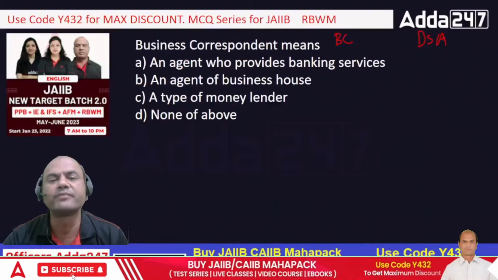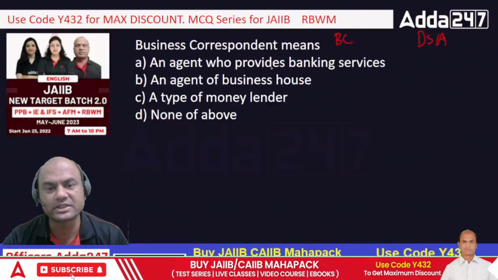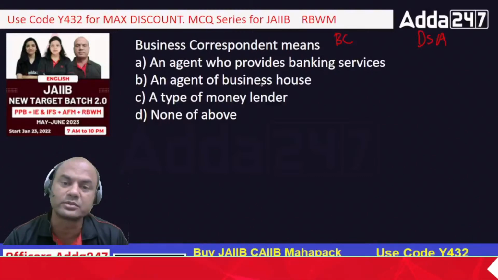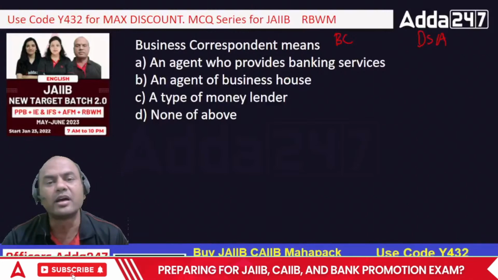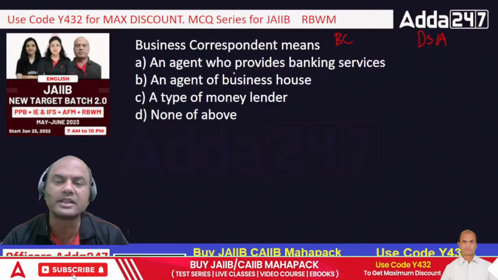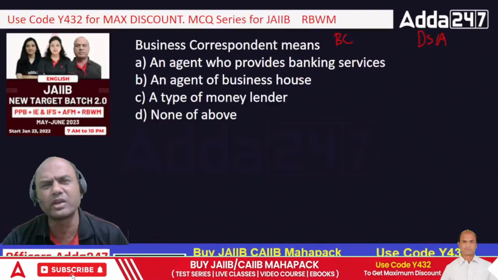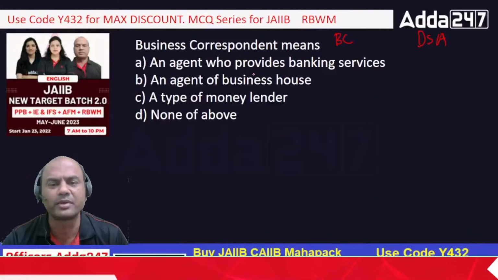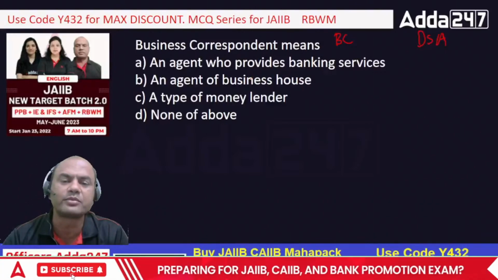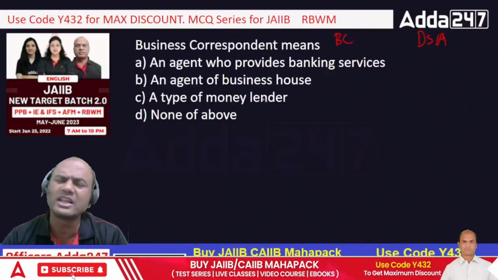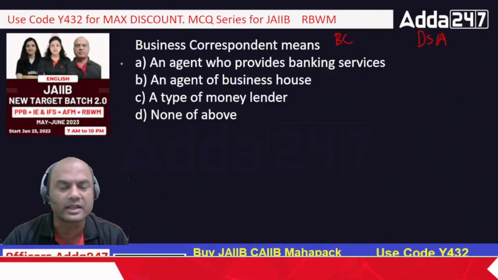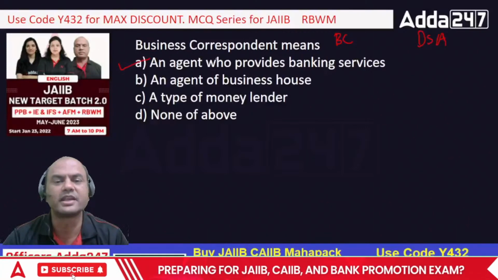So who is the BC? Agent who provides banking services or agent of the business house. Business house means some separate business house, Reliance, then Tatas. These are called business houses. We don't have to deal with those. That BC is none of the concern of this business house. And type of money lender, money lender is altogether a different aspect. So the correct answer is: agent who provides banking services.